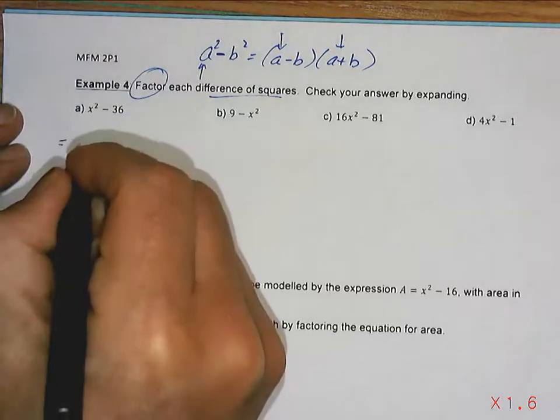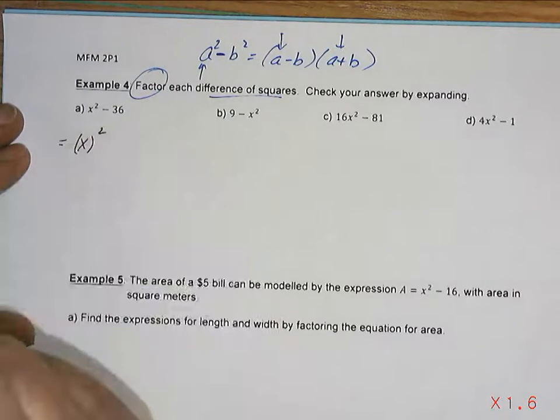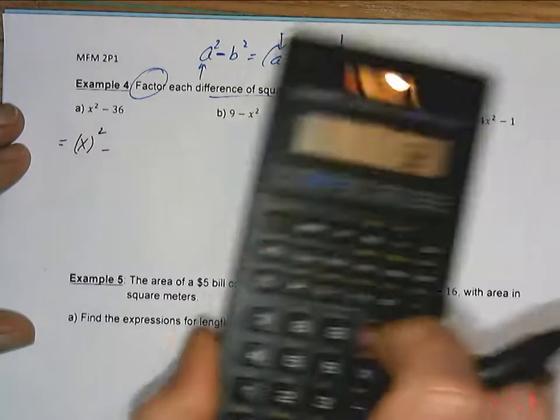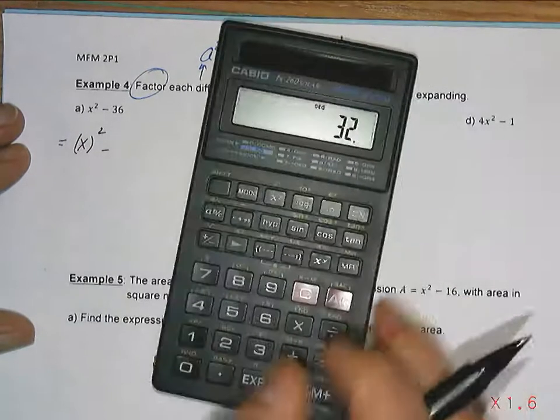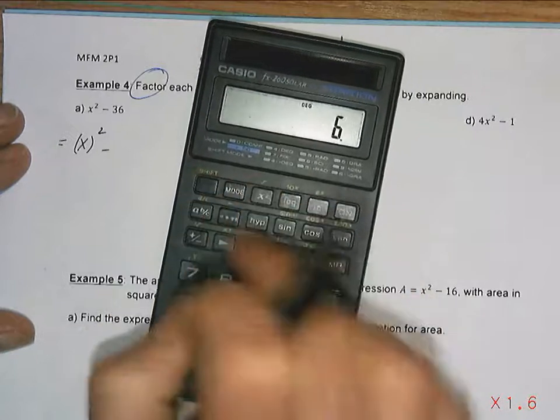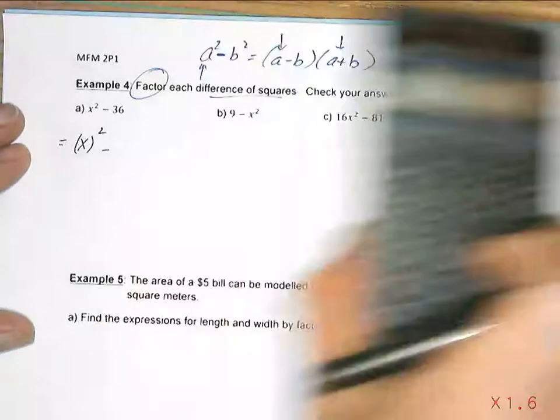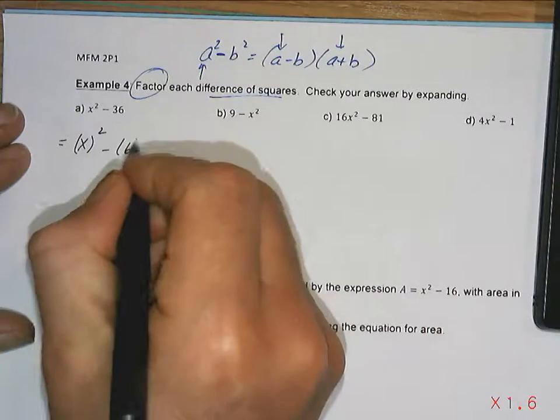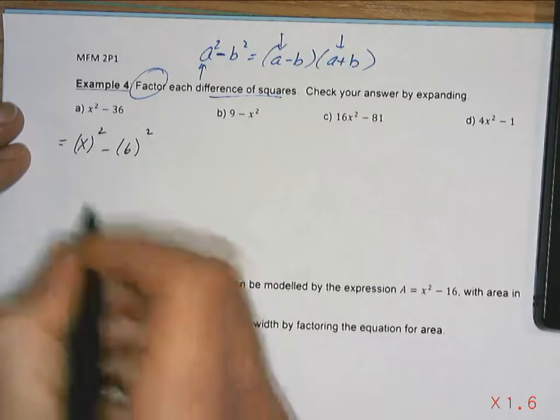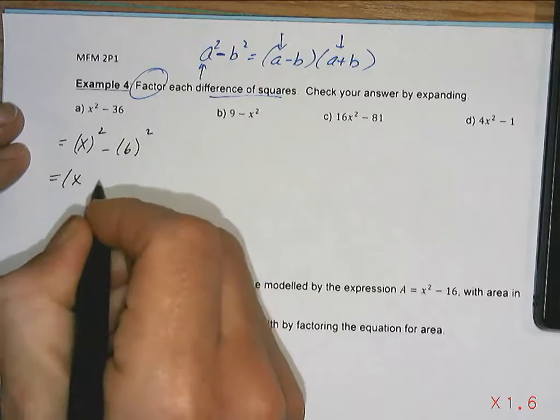I take a look at x squared and I write it as x squared. I take a look at 36 and I say to myself, okay, what number multiplies by itself twice to give 36? I can use my calculator, 36, second function square root, and the answer is 6. So it's going to be 6 squared. This is now in the difference of squares form. The first term is x, the second term is 6.